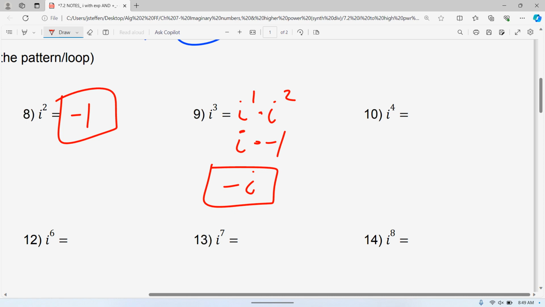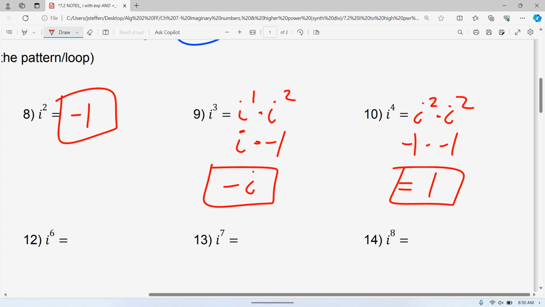Same thing, number 10, i to the fourth. Again, there are different ways we can figure this out, but my favorite way is saying that is the same thing as i squared times i squared. Again, i squared is i times i, so that's i times i times i times i. That's 4 i's, i to the fourth. Well, we know i squared is -1, so -1 times -1 is +1. So i to the fourth is +1. That's all you have to memorize.